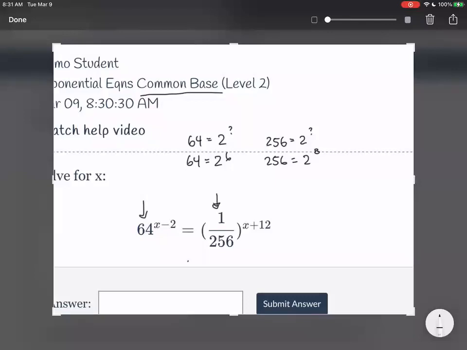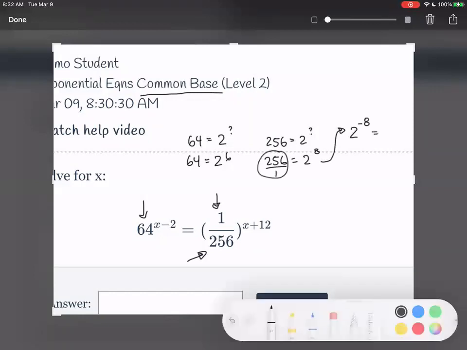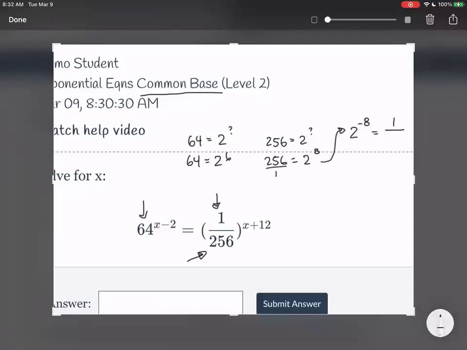But this is a 1 over 256, right? And so remember that this is technically 256 over 1. So if I want to flip the fraction, then I must write 2 to the power of negative 8 instead of 8 being positive, it is now 8 being negative. And that allows me to flip my fraction from 256 over 1 into becoming 1 over 256. So we have a negative exponent. So anytime you have a fraction, you want to make it a negative exponent. Do you guys have any questions?